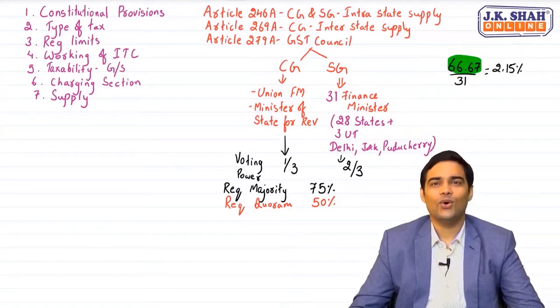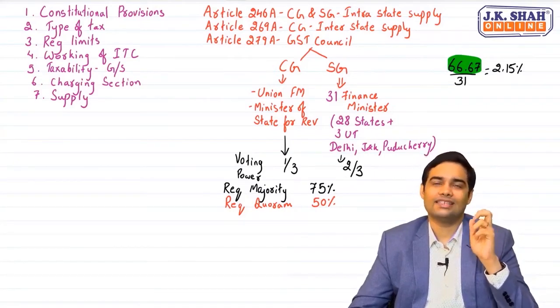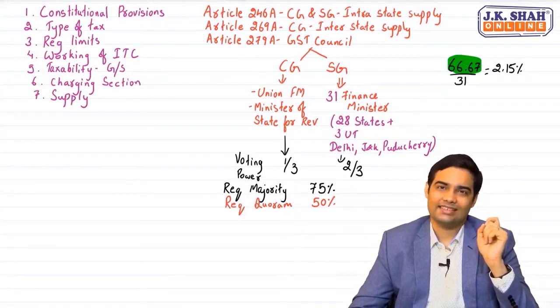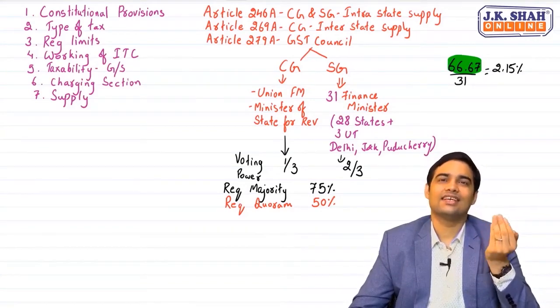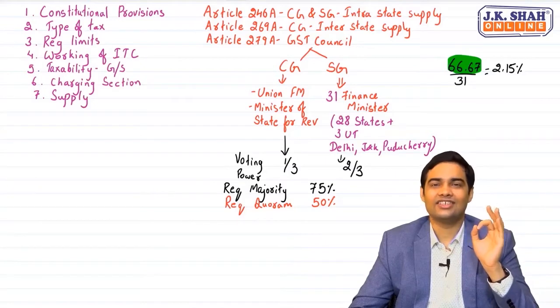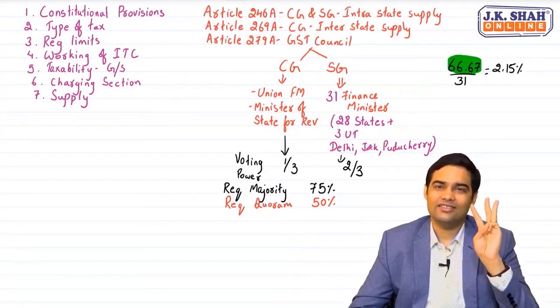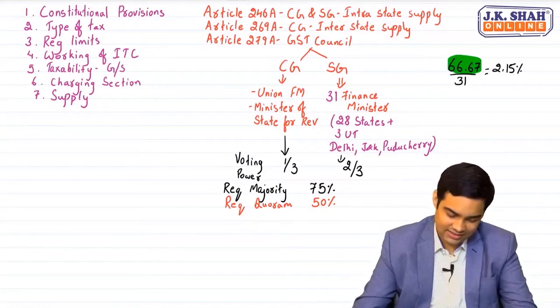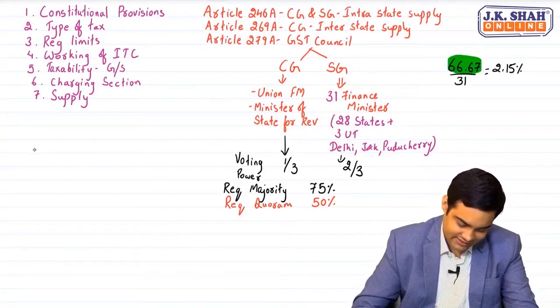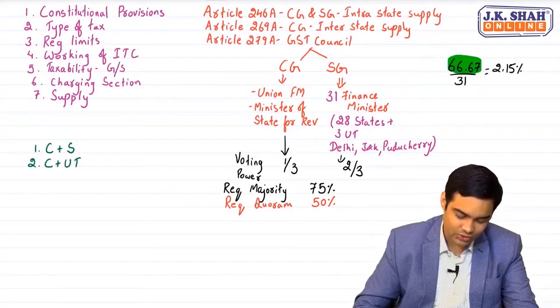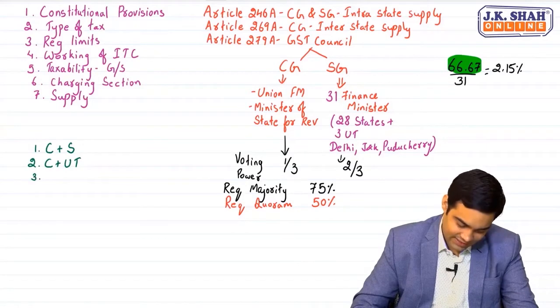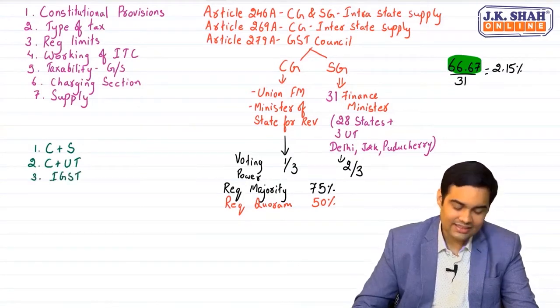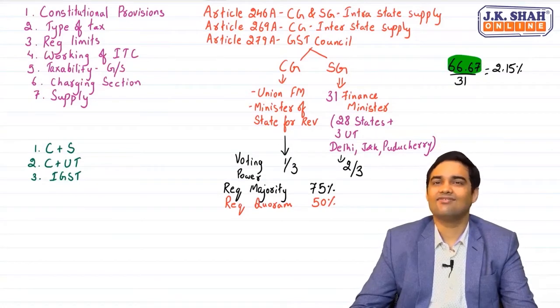Okay. Now, coming to another very important aspect, type of tax. What are the types of taxes which can be charged on a transaction in India? There can be 3 types of taxes which can be charged. The first combination is CGST plus SGST. The second combination is CGST plus UTGST. The third one is IGST. There are only these 3 combinations of taxes which can be charged. Now let's discuss each of them.